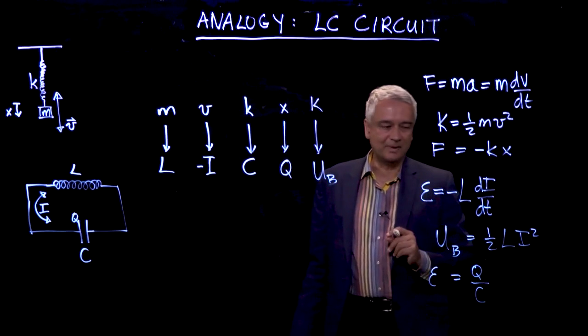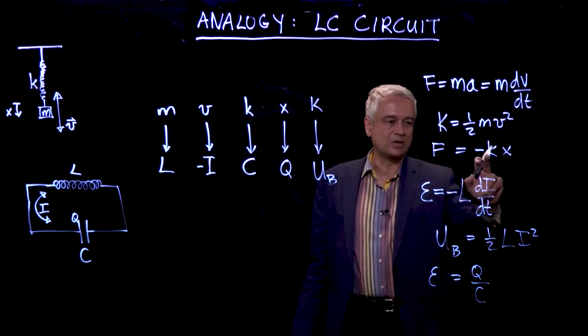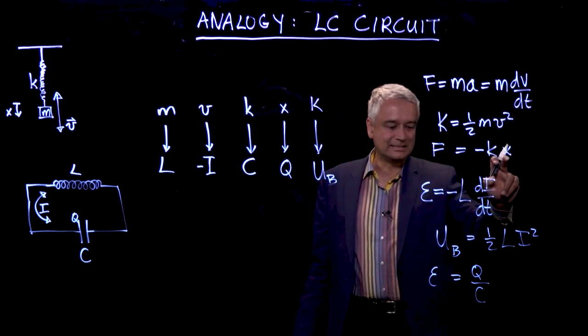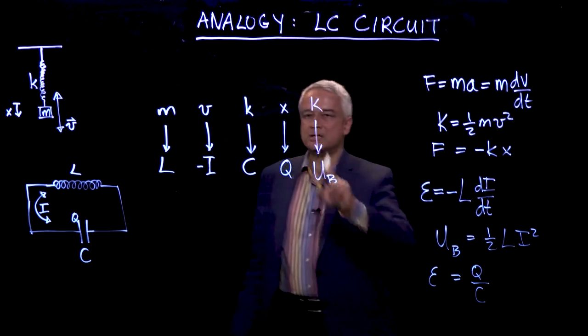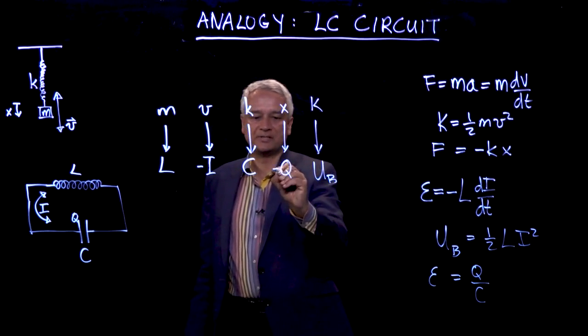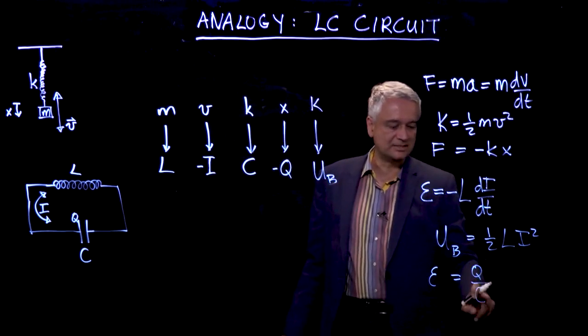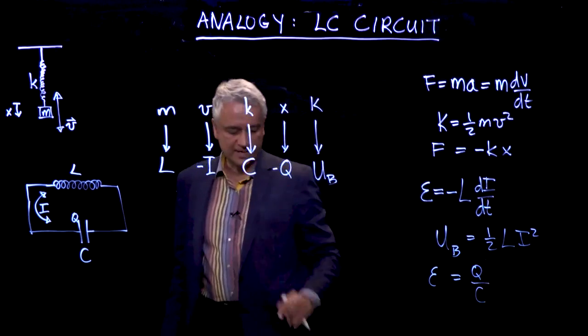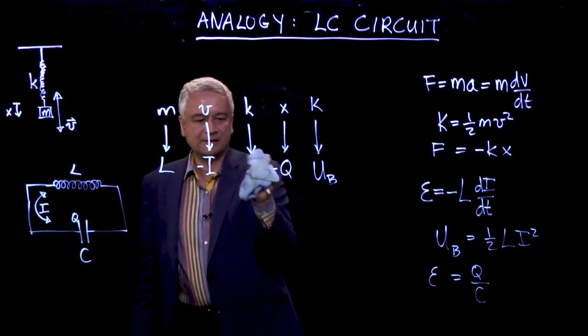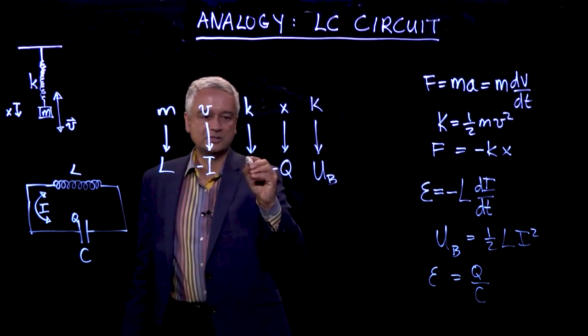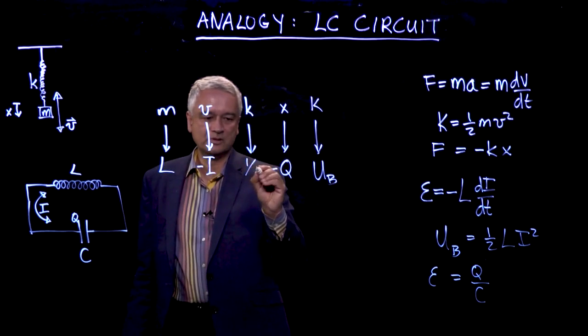But the way that I've chosen my signs corresponds to relating x to minus q. So x is analogous to minus q. And k is analogous not to c, but to 1 over c. So to make this mathematically correct, I have to relate k to 1 over c.